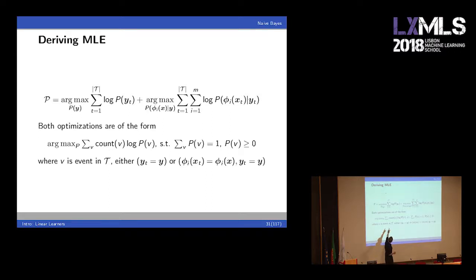So the form is basically, we want to find the parameters P that maximize a term that says we have a sum over events where we have a count of the event and the log of the probability of the event. And we have side constraints. And the side constraint is that our parameters, P of the events, are probabilities. So they have to sum up to 1 and be greater than or equal to 0. So what we have is a constrained optimization problem. This is our objective function.